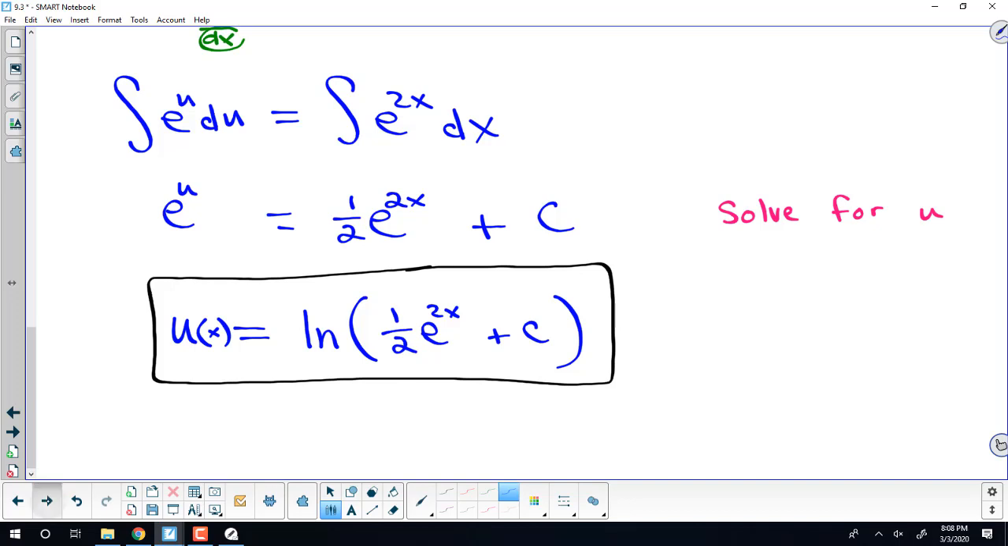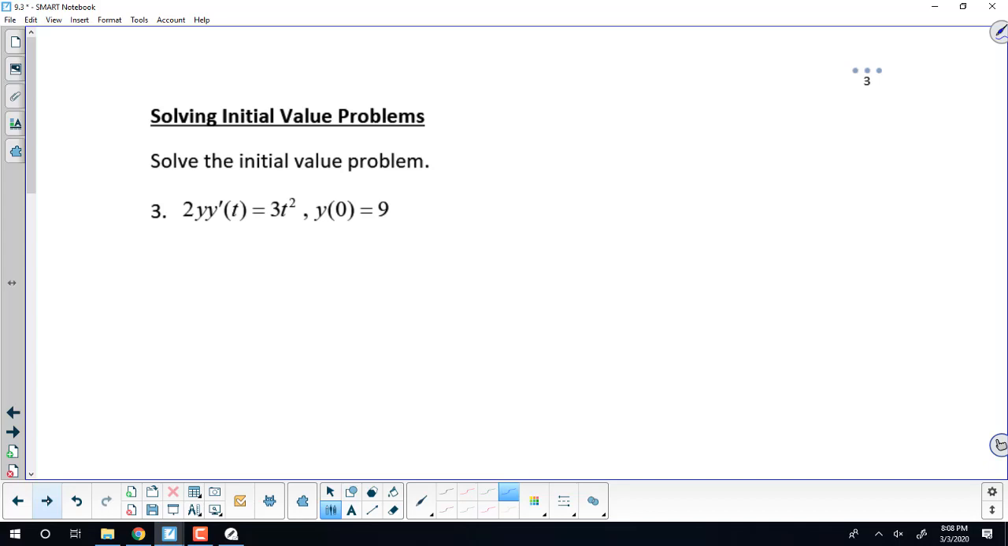Okay, we're going to look at one more. It's an initial value problem. So we've got 2y, y prime equals 3t squared. So do we need to separate that? It's already separated. You've got a function of y times y prime is a function of t. Okay. So we can integrate that as it is. There's no separation needed. It's already separated.